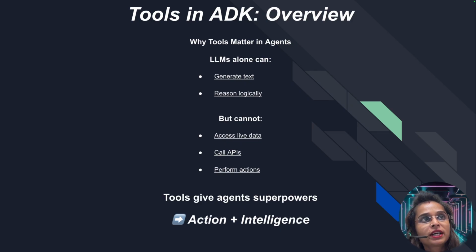So LLM alone can generate the text. Can reason logically, but it cannot access the live data, right? It cannot call the APIs, or it cannot perform such kind of live actions. So tools give agents a superpower in terms of action plus intelligence. If you have to incorporate with LLMs, then AI agent and ADK is a perfect framework for you.